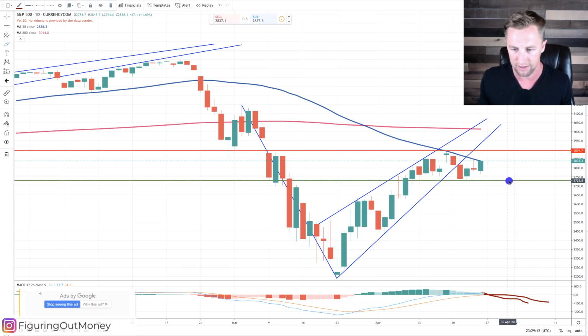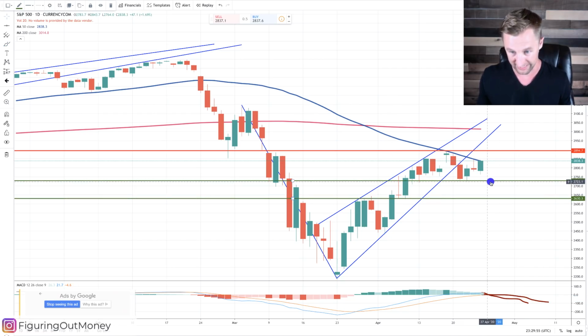I mean, a little bit down here. So you might see a little bit of a bounce and a retest at that point, but ultimately I think it would be going lower. So how am I planning on trading this?